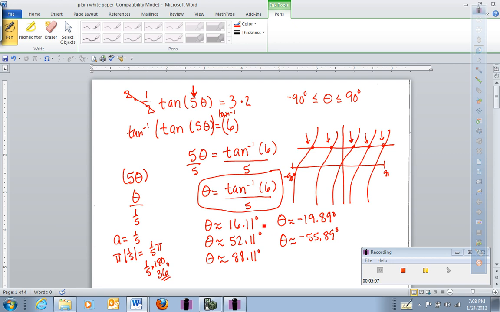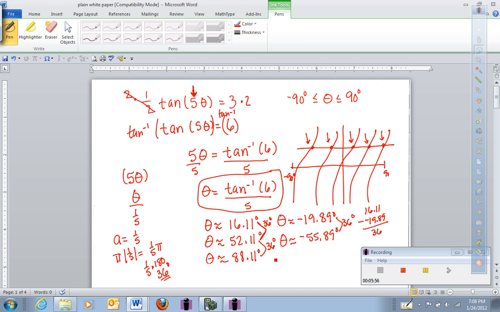Now what you're going to notice about these solutions is that if you were to take 52.11 and subtract 16.11, you would get 36 degrees. If you take 88.11 and you subtract 52.11, you get 36 degrees. If you take 16.11 and you subtract negative 19.89, you get 36 degrees. And if you take negative 19.89 and subtract negative 55.89, you're going to get 36 degrees between these as well.